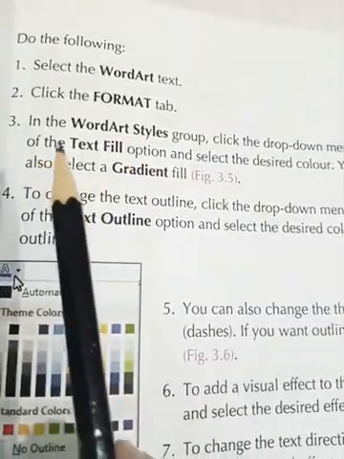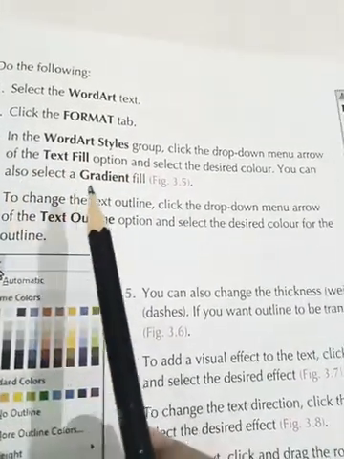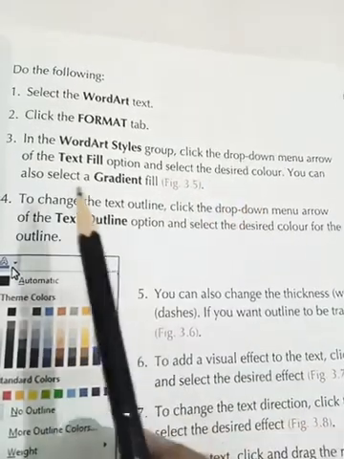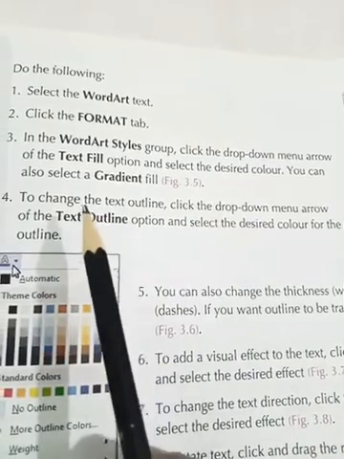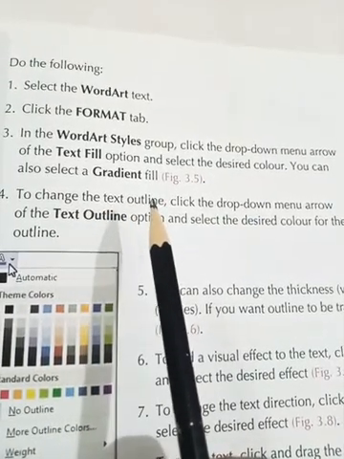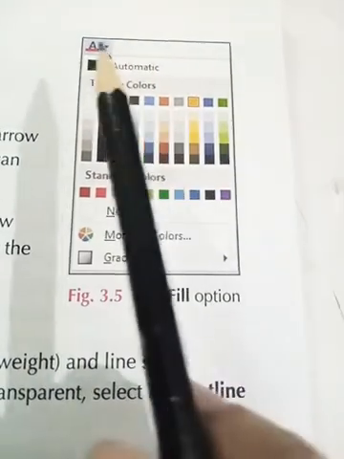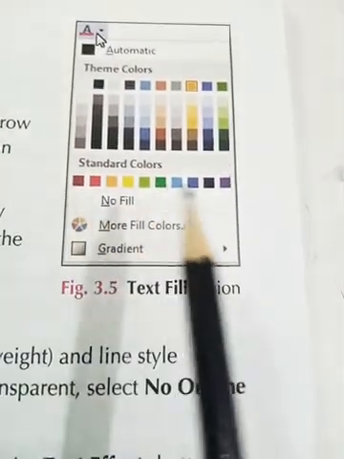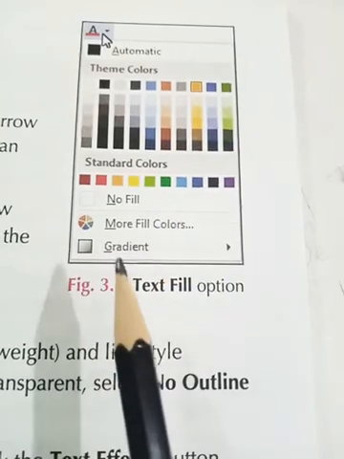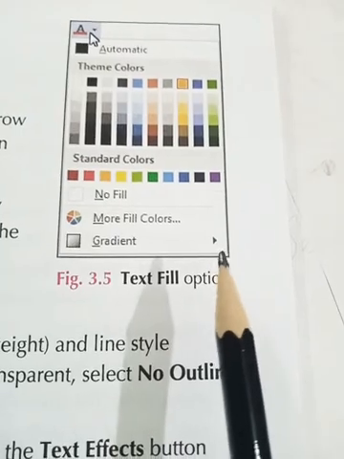Do the following. Number 1, select the word art text. Number 2, click the format tab. Number 3, in the word styles group, click the drop down menu arrow of the text fill option and select the desired color. You can also select a gradient fill. Figure 3.5. See, here this is text fill option. Here this is the color. Automatic theme colors are present. These are the standard colors. This box means no fill, then more fill colors, gradient. This is an arrow which you can click on and then you will see more colors.